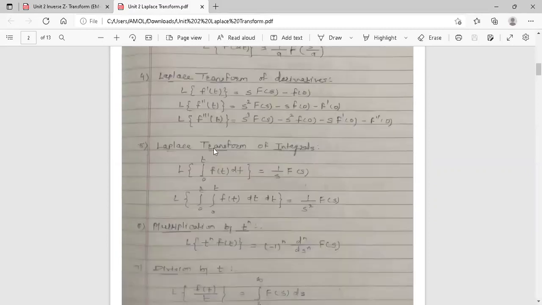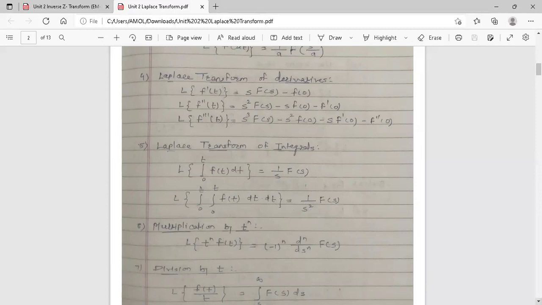Laplace transform of integrals. Laplace transform of integration of 0 to t, f of t dt is equal to 1 upon s into f of s. Means if you find out the Laplace transform of integral, then you first find Laplace transform of function f of t. That will be f of s, and you just divide it by s to find the Laplace transform of integral limit 0 to t. In Laplace transform, double integration 0 to t f of t dt is equal to 1 upon s square into f of s, means you divide the term by s square. So triple integration, you divide it by s cube, and so on.